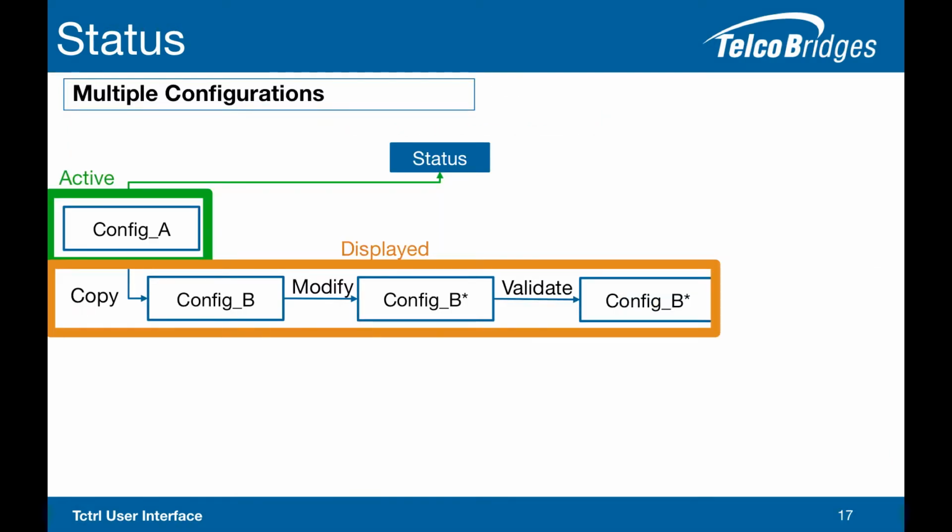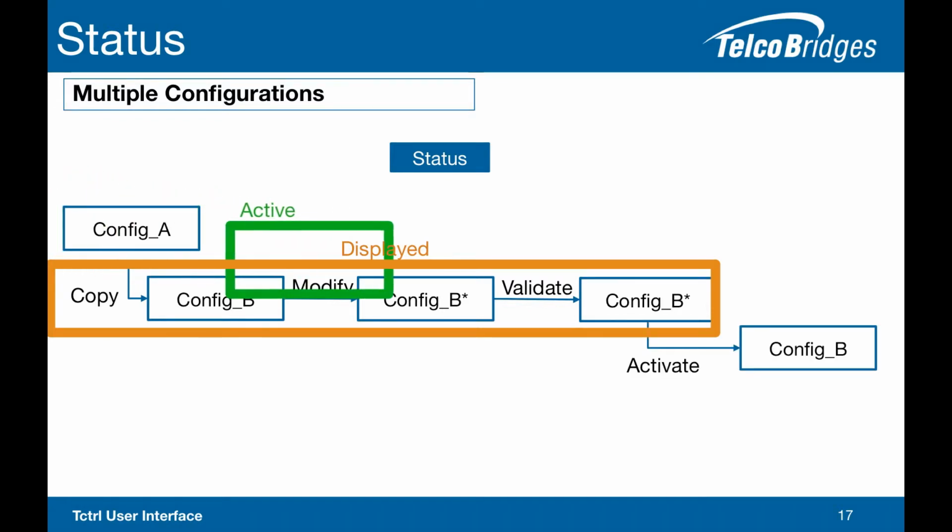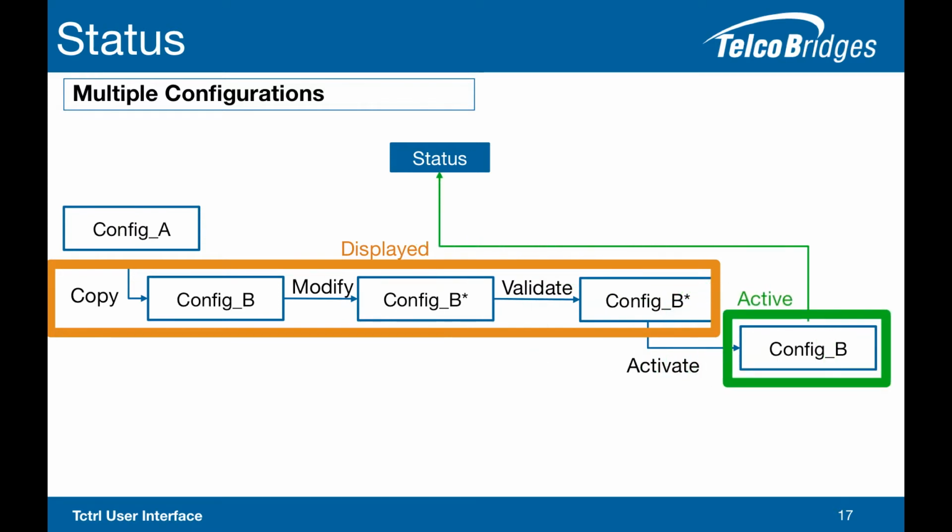When you work with multiple configurations, the status shown is always the one from the active configuration. For example, if you change the displayed configuration to config B, when you click on any status tab of that configuration's elements, you will be shown the active configuration status. When you activate config B, the status shown becomes the one from config B.